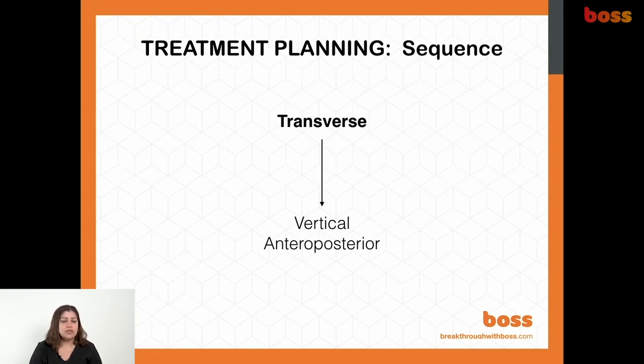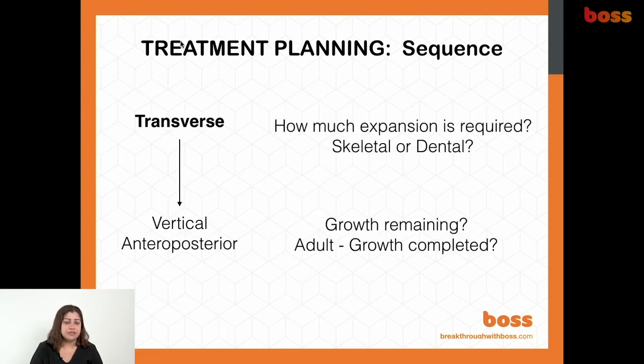So what should our treatment planning sequence be? I always say transverse first. Always think about where our maxillary arch is going to be, and then where our mandibular arch is going to be, and how we are going to coordinate this. Then comes vertical control and anteroposterior, and often they go hand in hand. AP changes like changing class 2 to class 1 will often have a vertical effect as well. And we'll discuss that more in later modules.